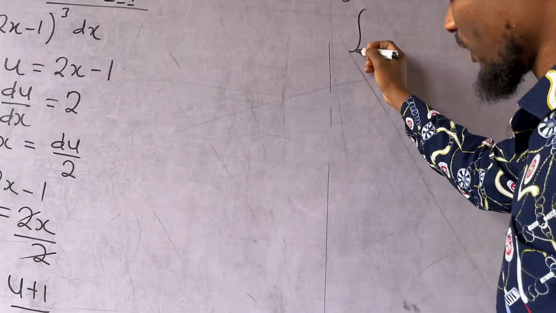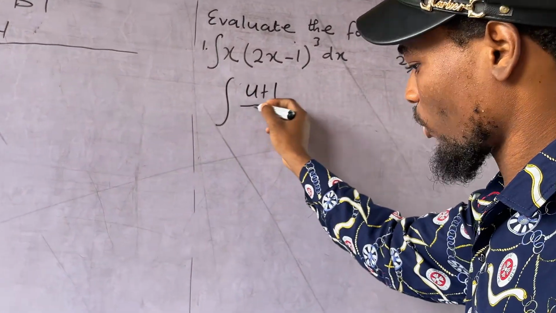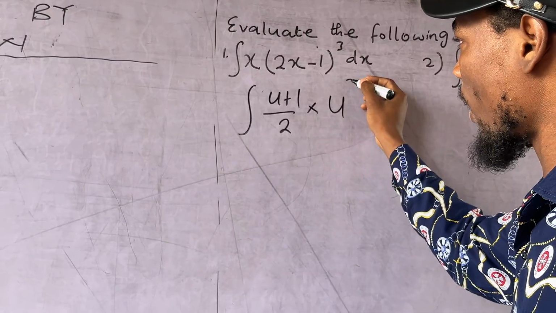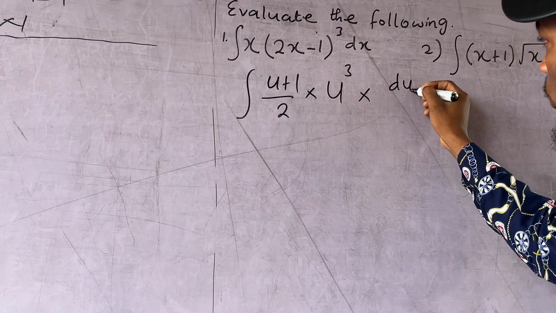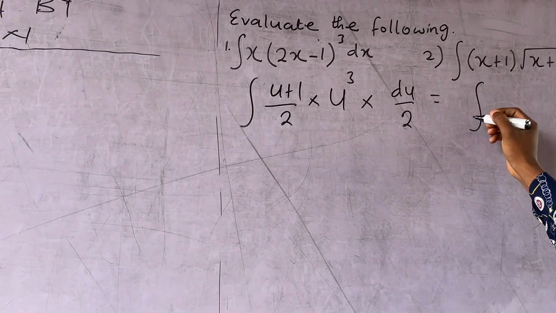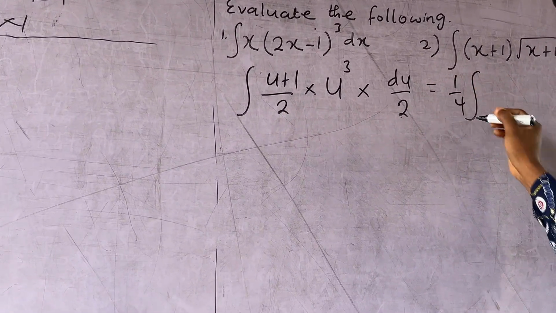Let's see what we can do here. So I have this integral of (u plus 1) over 2, multiplying u to the power 3, right? Then multiplying du all over 2. So this is the same as, 2 times 2 is 4, so I have 1 over 4 out.